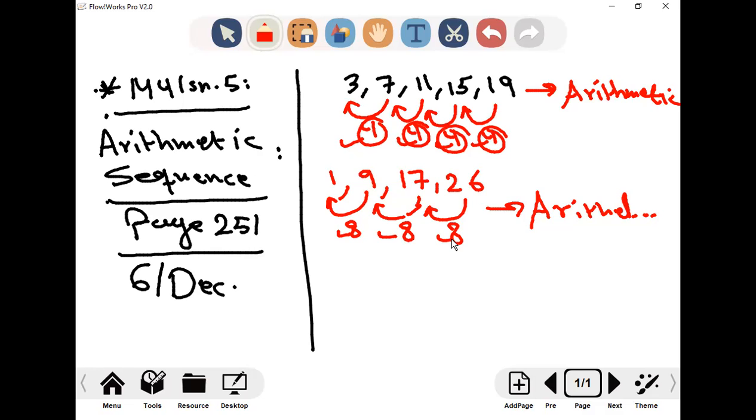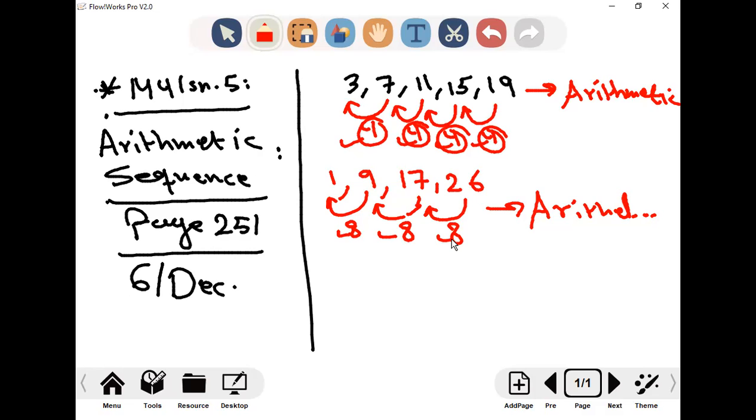Okay? Now open your book, page 251. Read ya Khalid. Sequence, group of numbers or set of numbers that are ordered in a specific way. Continue.